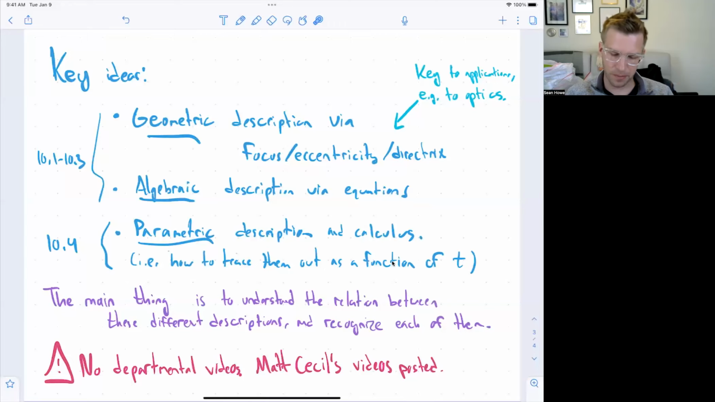Again, the main thing here is you want to understand the relation between these different types of descriptions. That's what the exercises build towards, and what you'll be working on mostly this week: understanding how you go back and forth between these three things, mostly emphasizing the first two, and then a little bit on how you go back and forth from the parametric description to these, and how you also use it to do some calculus.